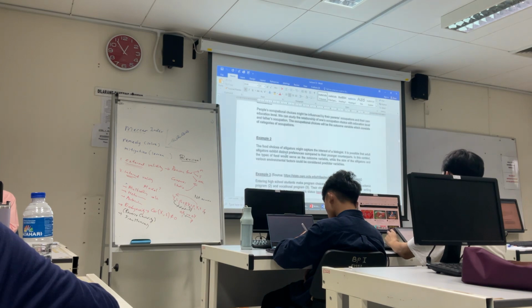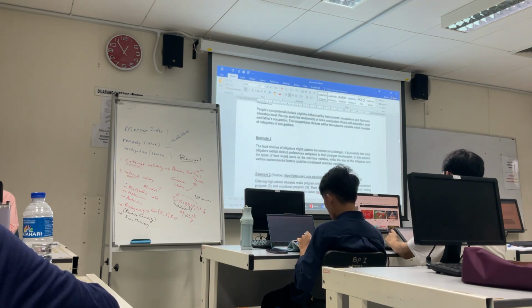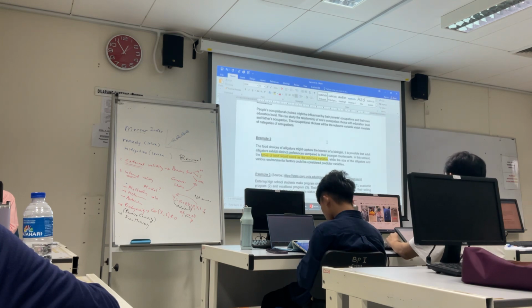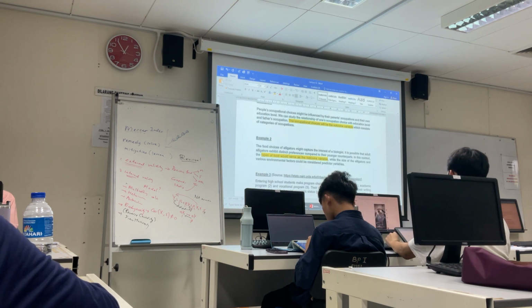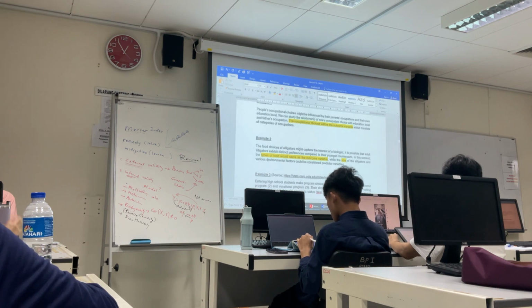Okay, number 2, food choices of alligators might capture the interest of biologists. It is possible that adult alligators exhibit distinct preferences compared to their younger counterparts. In this context, the type of food would serve as an outcome variable. Just now, occupational choices was the outcome variable, while the size of the alligator and the various environmental factors could be considered predictors. Okay, next one.